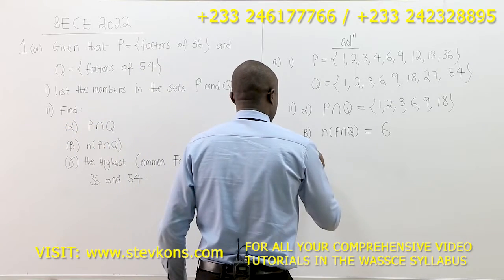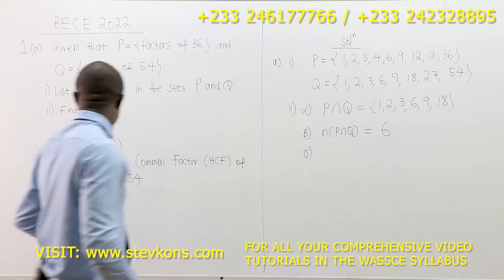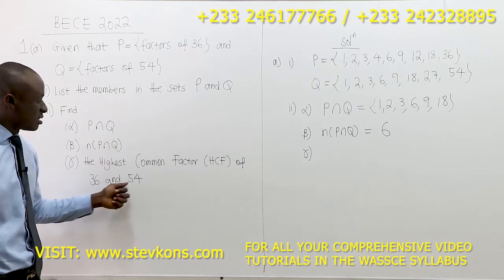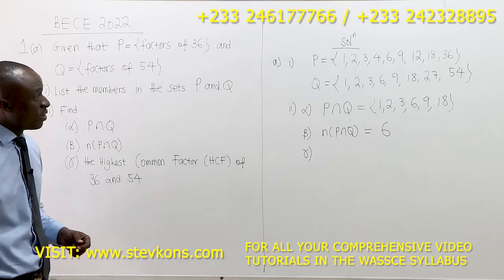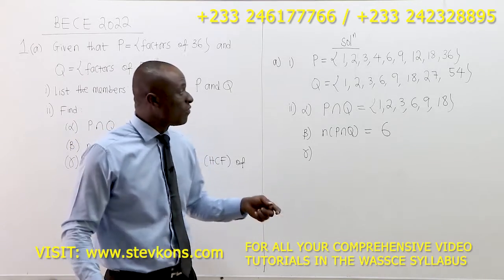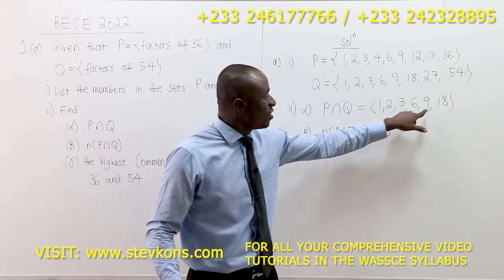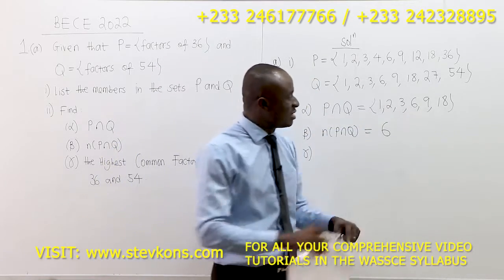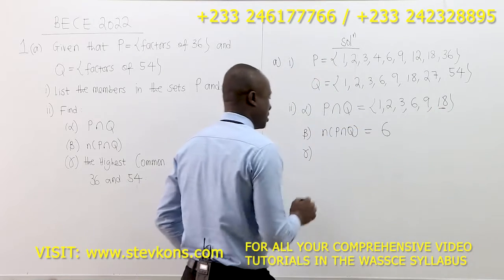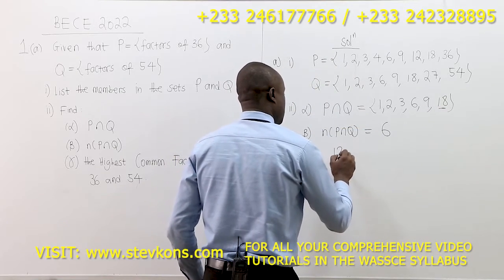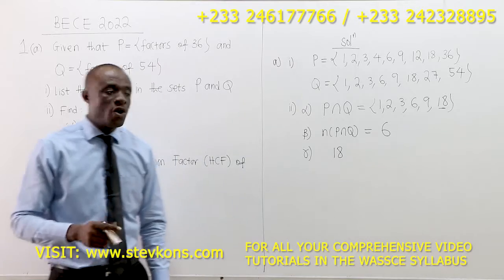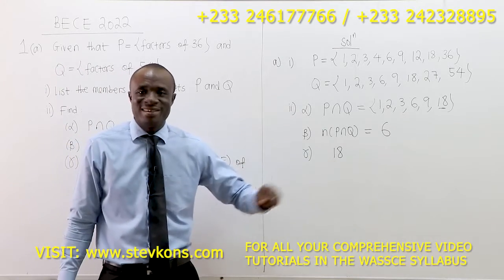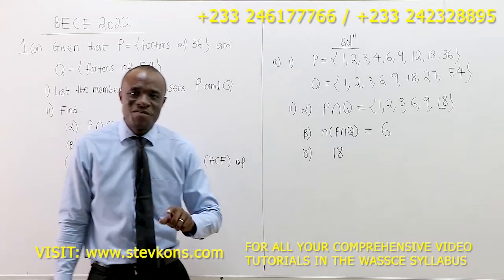Now let's see the gamma. What is gamma saying? You should find the highest common factor, HCF, of 36 and 54. And clearly, the highest common factor of 36 and 54 is 18. So the HCF of 36 and 54 is 18. Isn't it easy? Very, very easy.